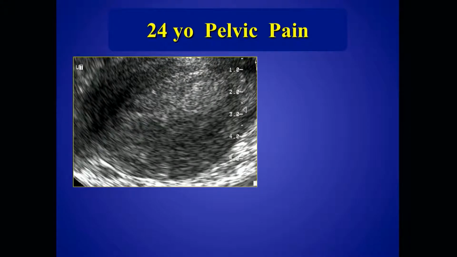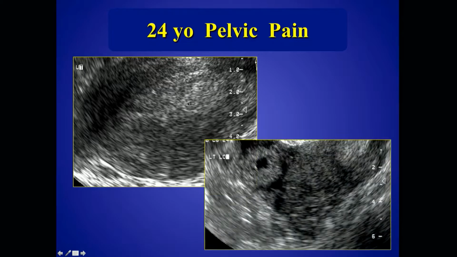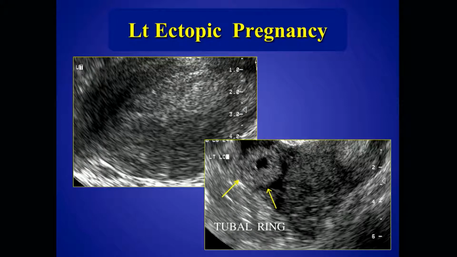Here's another 24-year-old patient who presents with pelvic pain and a positive pregnancy test. We're looking at a sagittal view of the uterus. The endometrium looks slightly thickened. Now we're looking in the left adnexa, and we see that echogenic tubal ring, again allowing us to make a specific diagnosis of an ectopic pregnancy. Notice that there's a fair amount of blood adjacent to it because it's a leaking ectopic, partially ruptured.